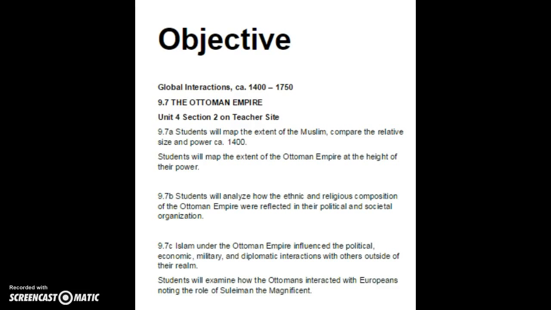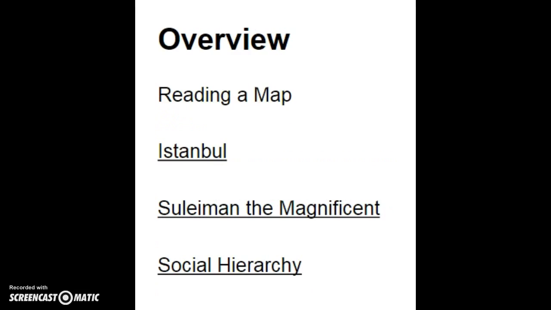So some of the objectives that we'll be looking at, we'll be looking at the extent of the Muslim empire at the height of their power. We'll also look at how ethnic and religious composition of the Ottoman Empire reflects their political and societal organization. And we'll look at Islam as an influence in political, economic, military, and diplomatic interactions within the Ottoman Empire and outside of their realm. So just an overview of what you'll be looking at.